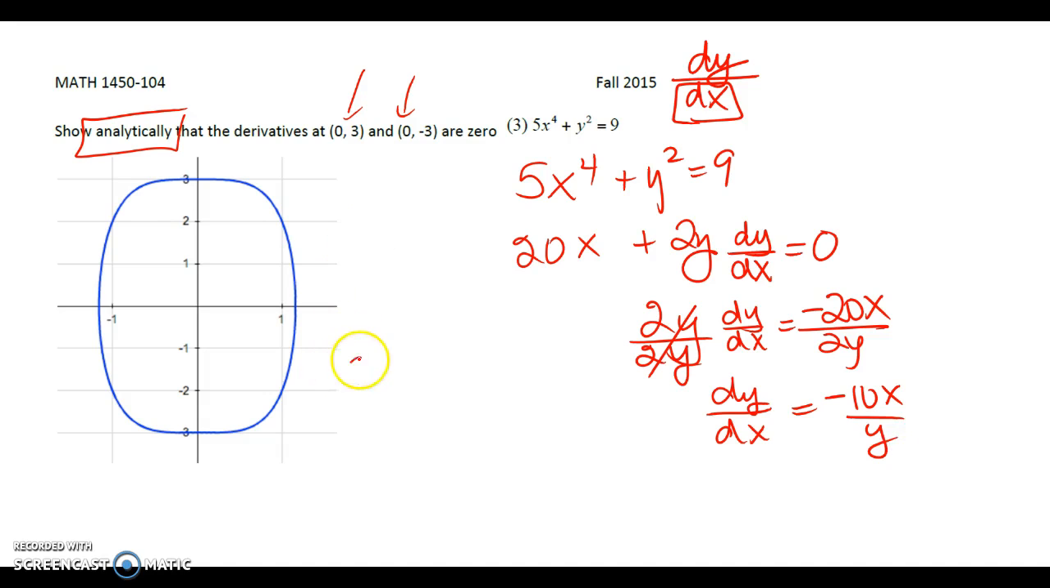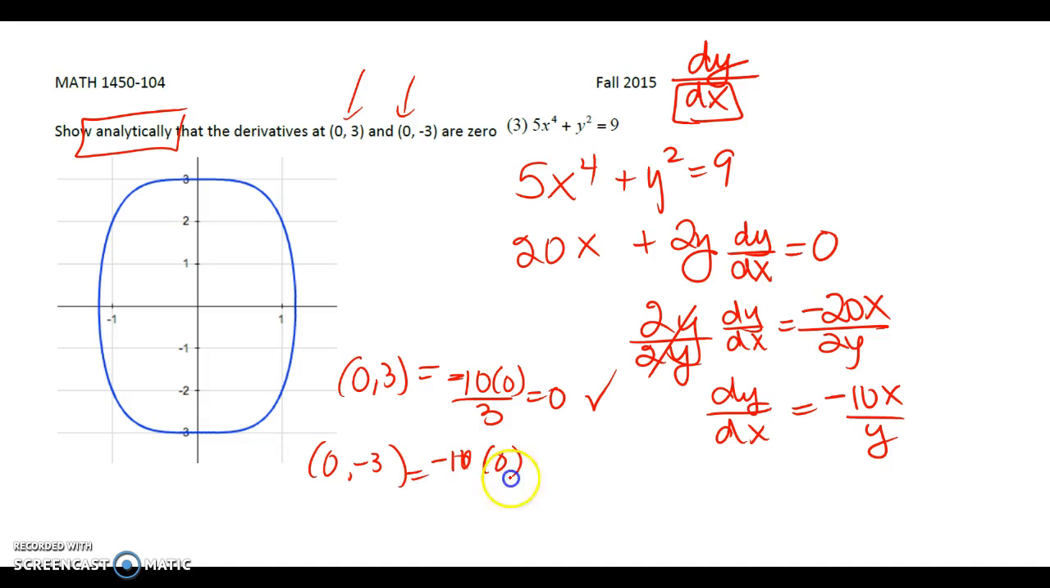All right, so let's look at (0, 3). If we plug x of 0 and y of 3 in, we get negative 10 times 0 over 3, which is 0. That's what we wanted to show. Do the same thing here. Negative 10 times 0 over negative 3 equals 0. Let's see, (0, 3). Now that makes sense, right?